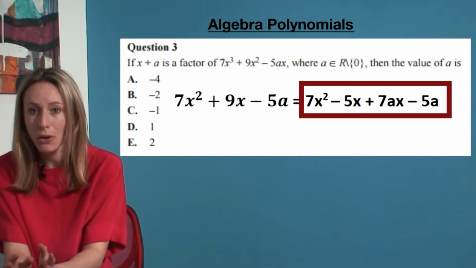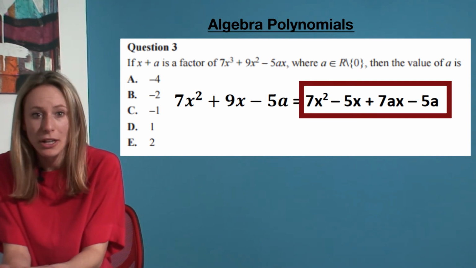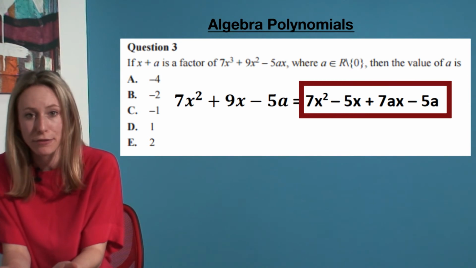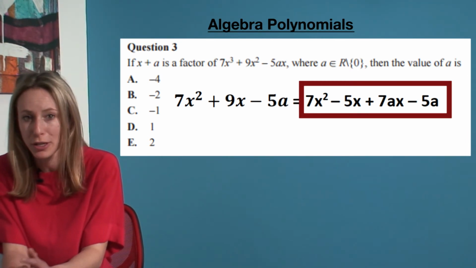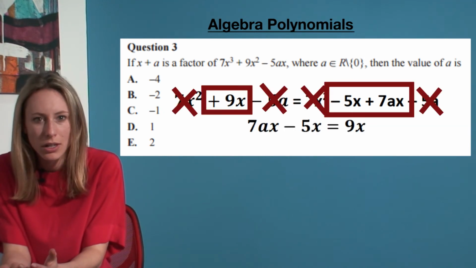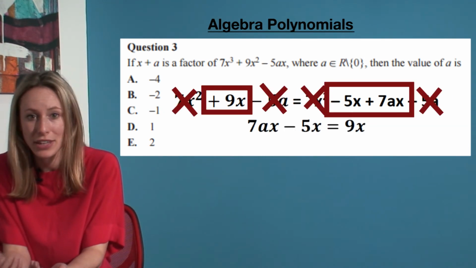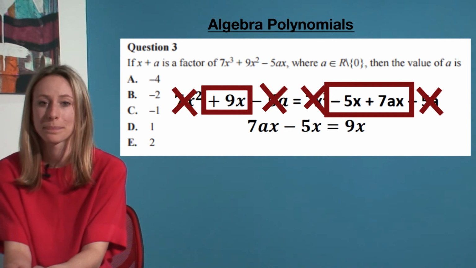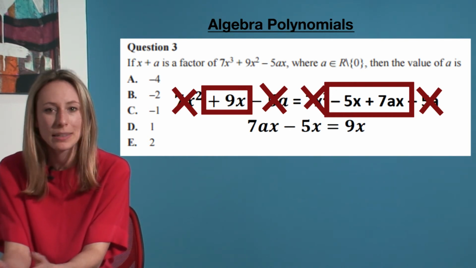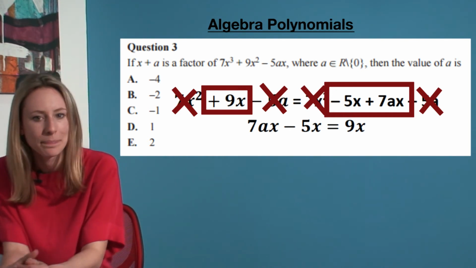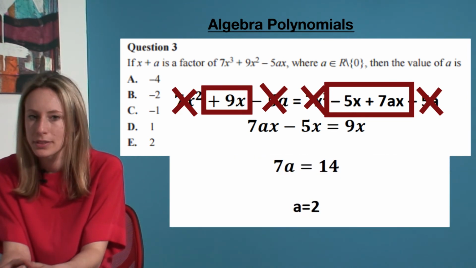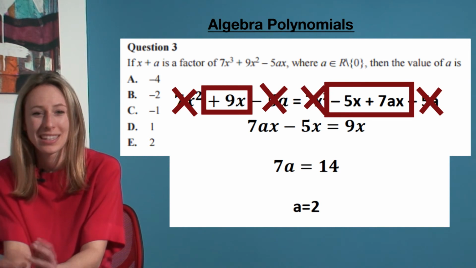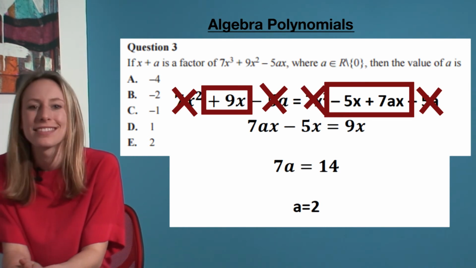But remember, our goal is to find a. And because the question tells us that x + a is a factor, we know that our new function must equal our simplified function from earlier. Therefore, -5x + 7ax must equal 9x. Now, we just need to simplify this equation to find a. Using simple algebra, we can see that a equals 2. Don't worry if that was confusing. It's nothing a bit of practice can't fix.